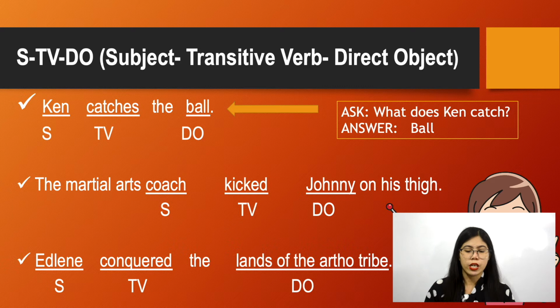question what. If you will ask, what did Edlin conquer? The answer is the lands of the Arthur tribe. So this will be our direct object.